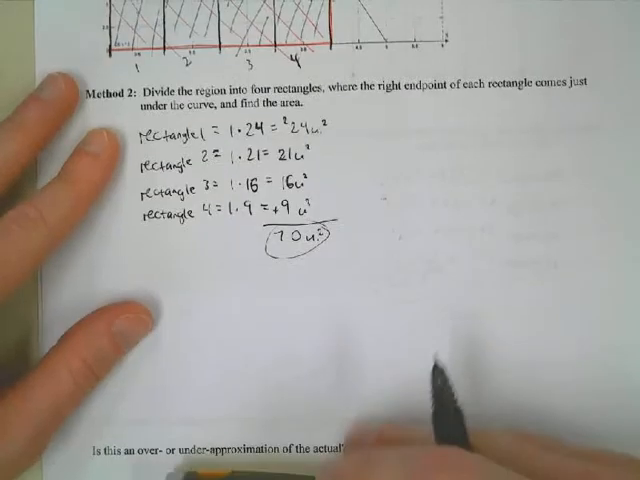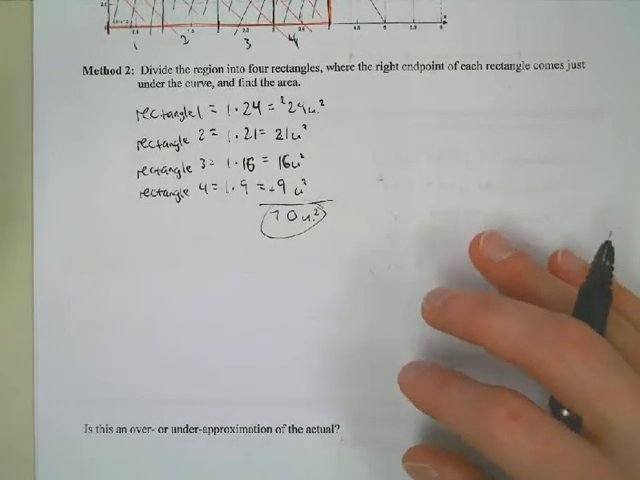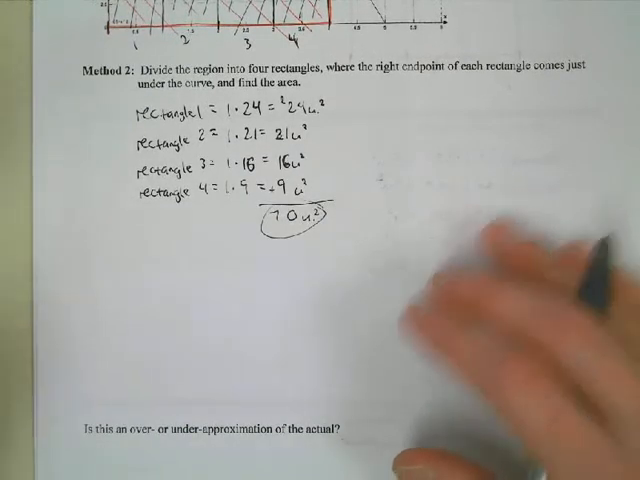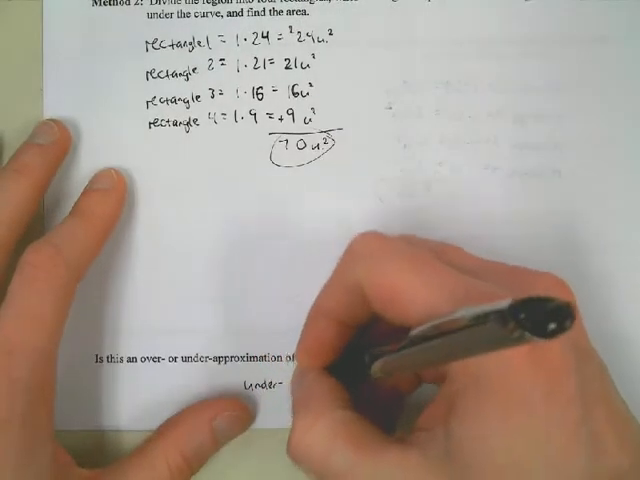Okay, that is the area. And again, Anna already identified that this was a what? Over approximation or under approximation, Anna? Under approximation.